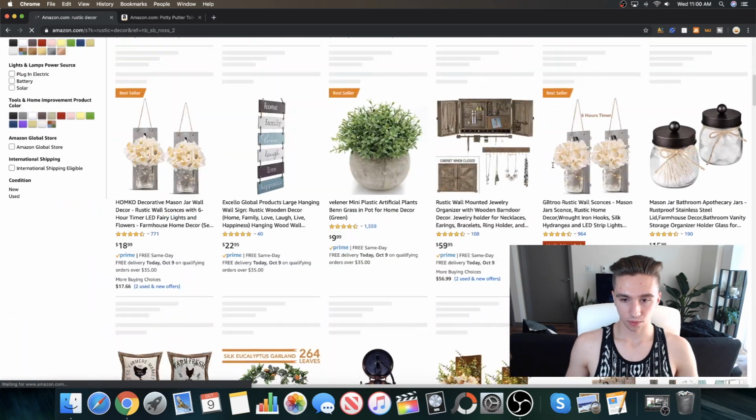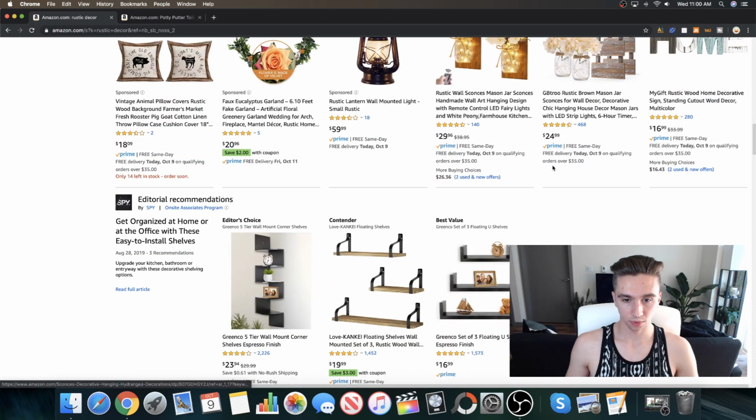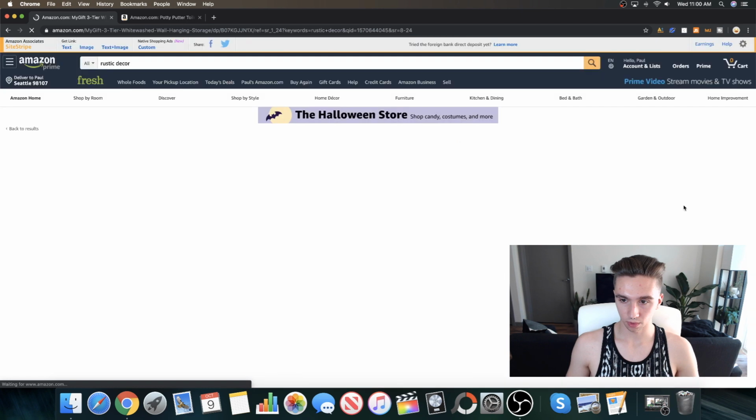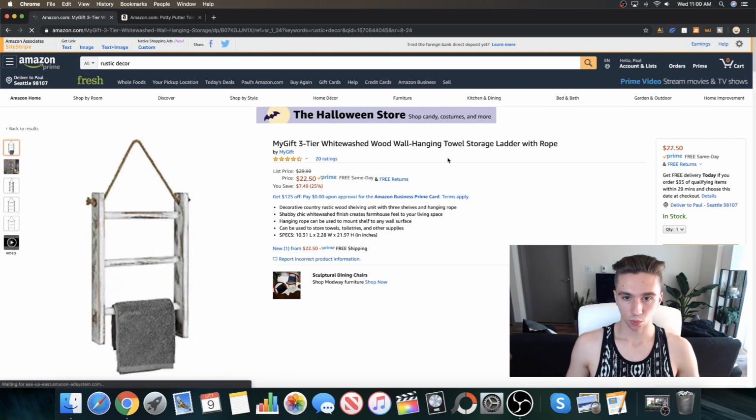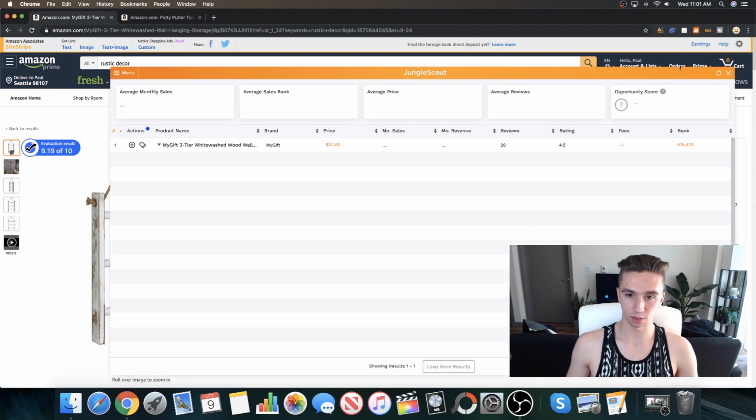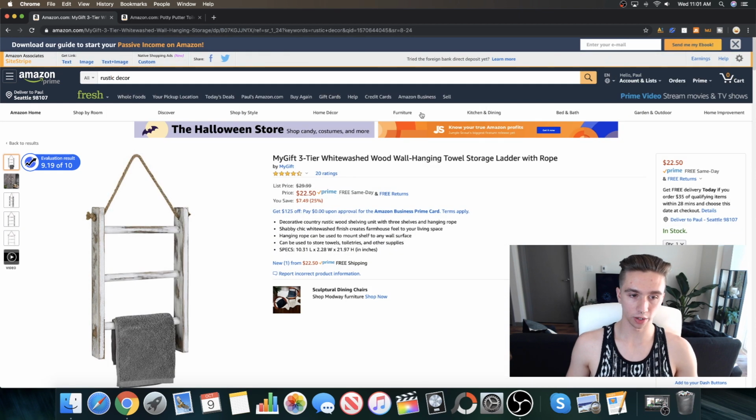I'm just picking a random market here. So we'll do like this. It's a wall hanging towel storage thing. How much is this doing? So it's only got 20 reviews. I don't know if it's going to be doing that well. It's doing 50 grand with 20 reviews, 15 grand with 20 reviews.